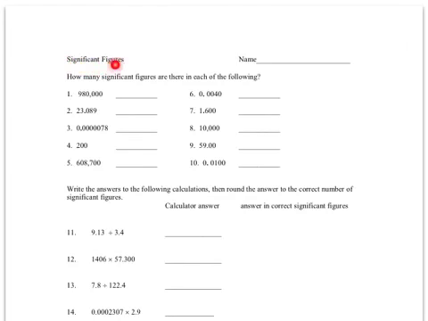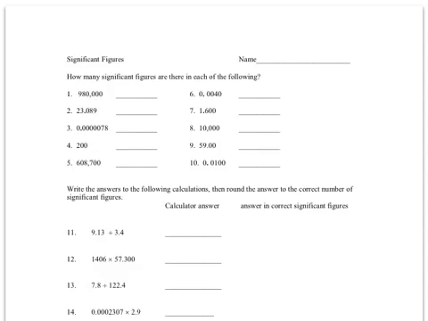Okay, significant figures are measured values. They're how many digits of precision you have. And the trick is zeros. The thing to remember is leading zeros, ones that come before the first number, are never significant. Trailing zeros can be significant if you have a decimal present. The trailing zeros are significant. But if there is no decimal, then the trailing zeros are not significant.